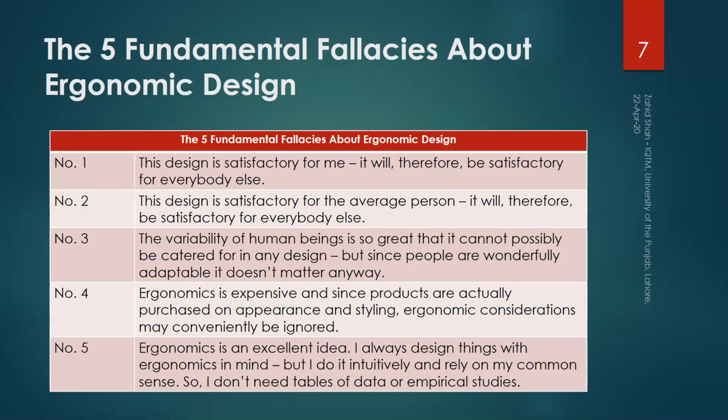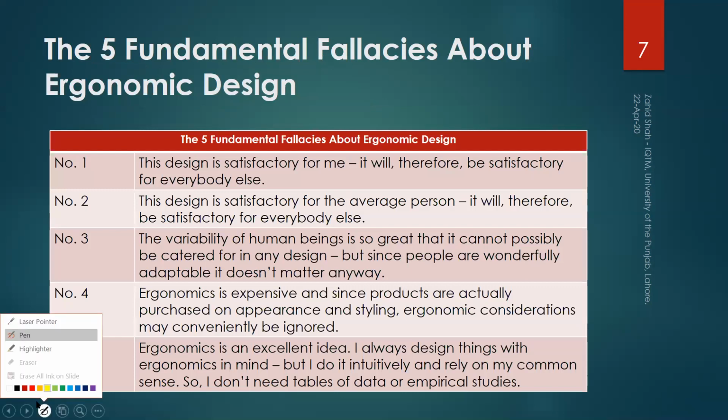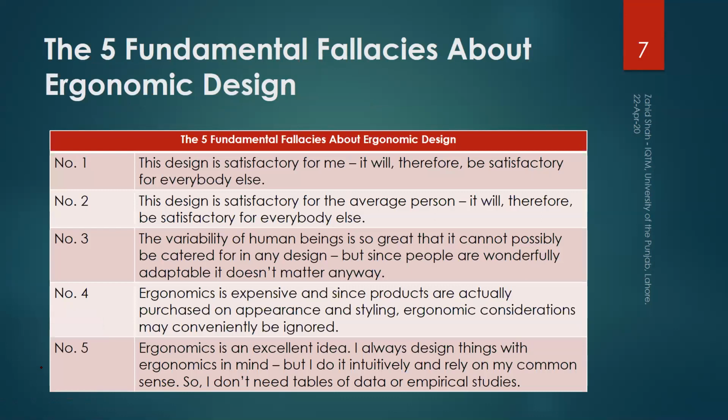Just as a recall, in the very first lecture, we discussed 5 fallacies about ergonomic design. And in this lecture, we are going to discuss and address actually 3 of them: the second, third, and fifth. In that discussion, we also learned that these are the 3 most important fallacies out of these 5. The second fallacy was that design is satisfactory for the average person, so it will therefore be satisfactory for everybody else. We will see why this is a fallacy.